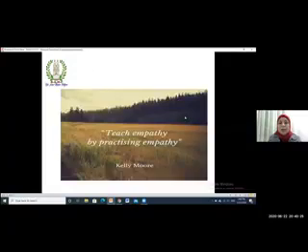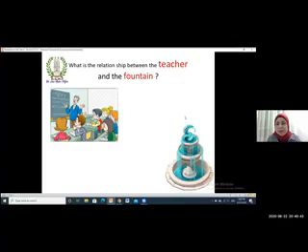Yes. Empathy in teaching. Teach empathy by practicing empathy. Yes, this is our work. Teach empathy by practicing empathy. How can the teacher be an empathic person? Yes, the teacher can be an empathic person if he practices empathy in his classroom. What is the relationship between the teacher and the fountain? What is the relationship between the fountain and the teacher?